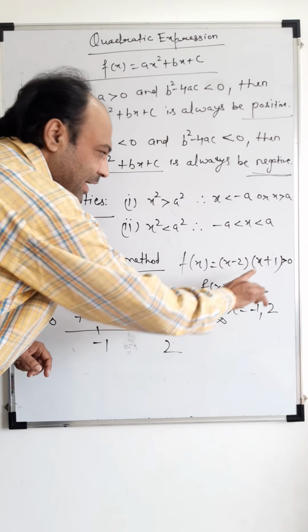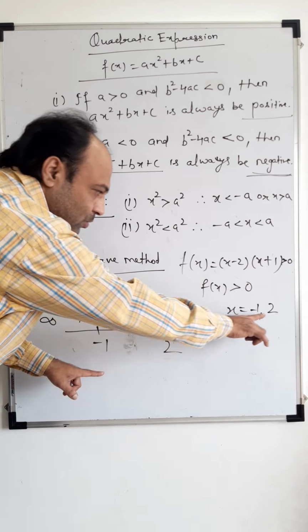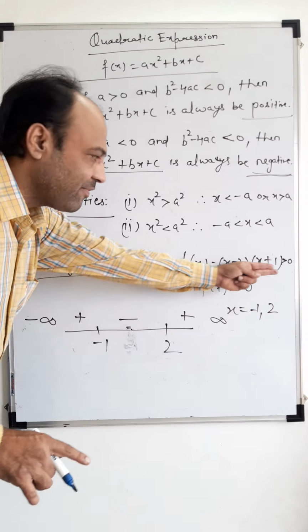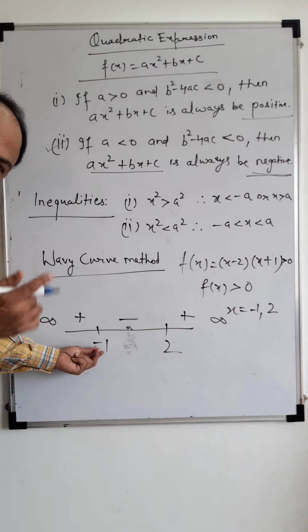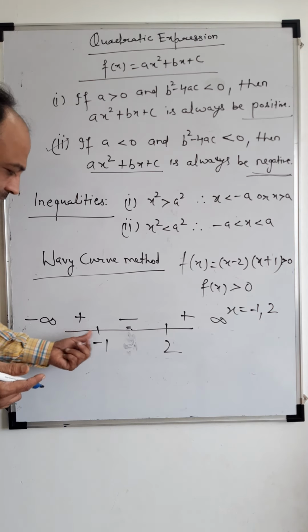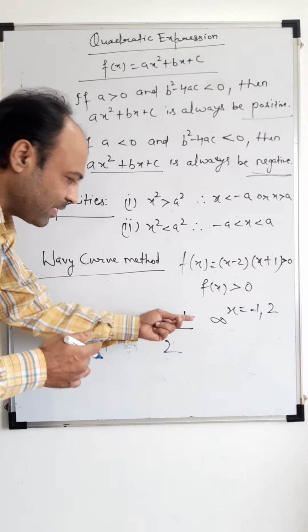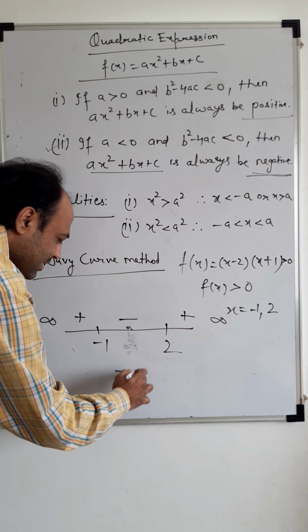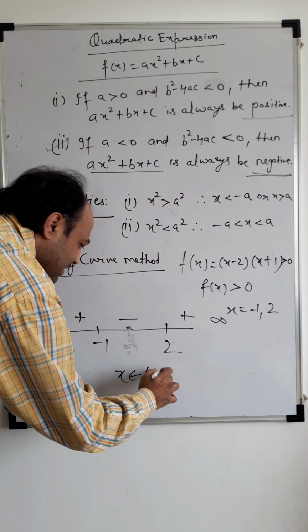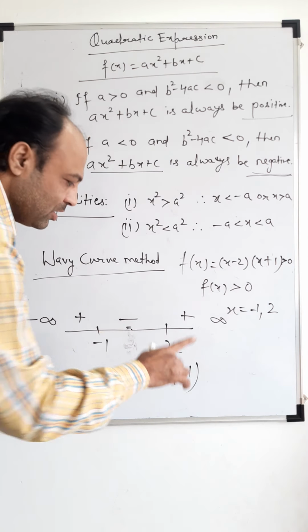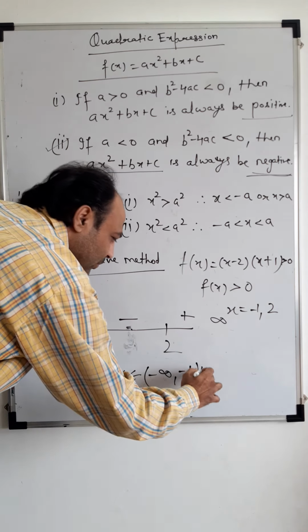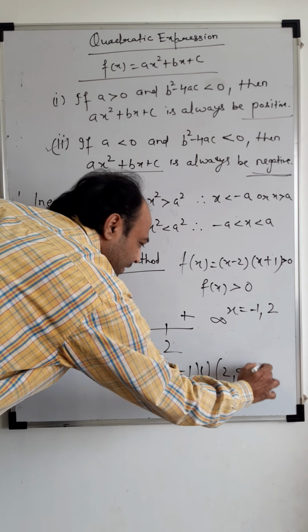Fine. Now, here it is, we plotted -1 and 2 as roots, and since it is an even factor, we start with plus. Before the first root, you write the plus sign, then alternate minus, plus, correct? For two factors. Now, it is greater than 0, so we'll take the positive sign. So the interval is x belongs to minus infinity to -1, since it is strictly greater, so we'll take an open interval, union 2 to infinity, correct?